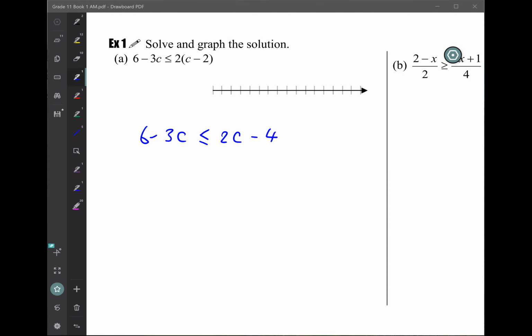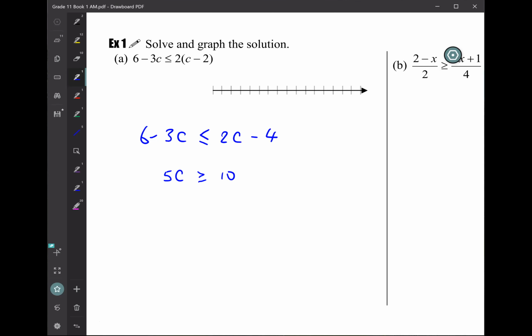Okay, I think by now you should have finished A, right? So let's go over A first. All right, so Eric, can you tell us what to do after expanding the bracket? You find C. 5C, yeah, 5C is greater than or equal to 10.